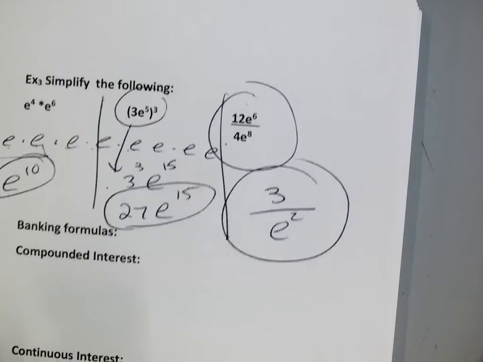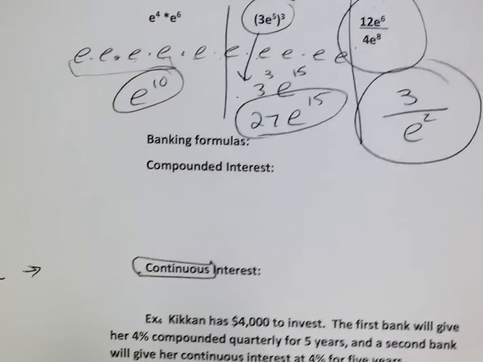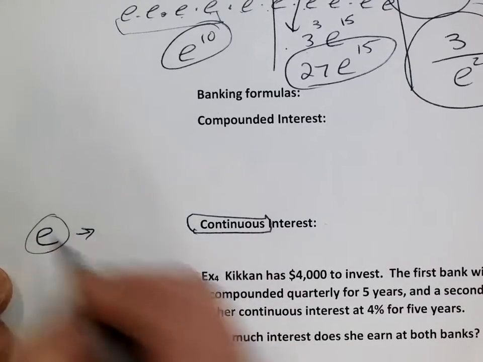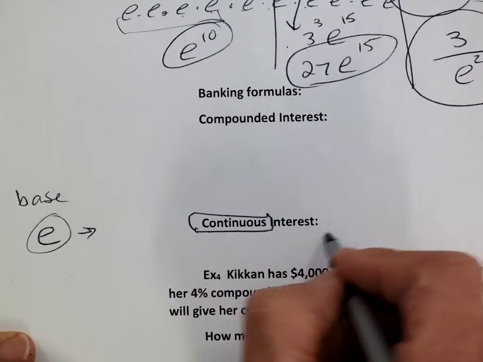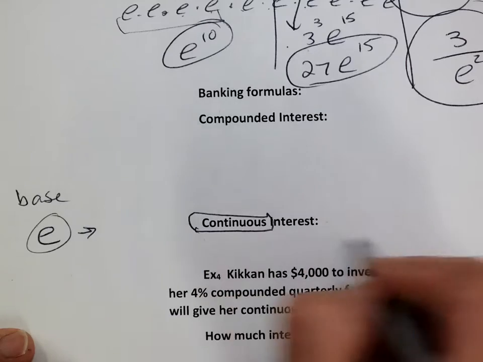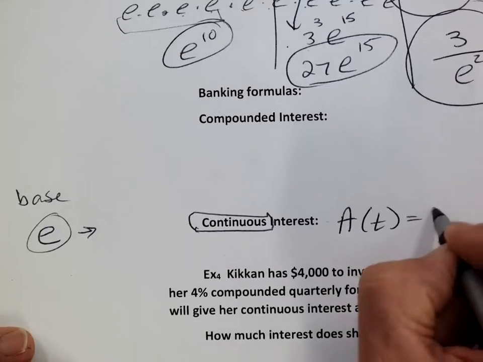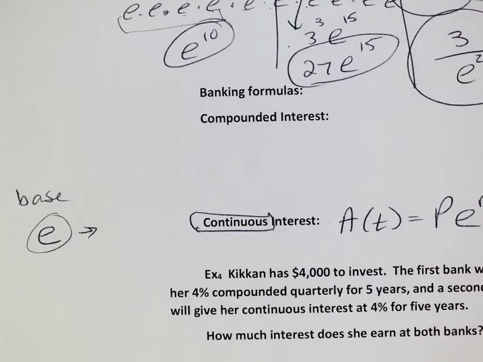One place we use e is on a thing called continuous growth. We're going to use e for anything that grows continuously, okay? So we need the base e for anything that grows continuously. So here's our formula: the amount over time is equal to P, our principal, times e to the rt. Some people call that the PERT formula, but that is the formula for something that grows continuously.